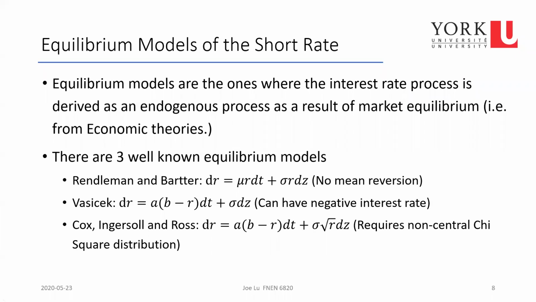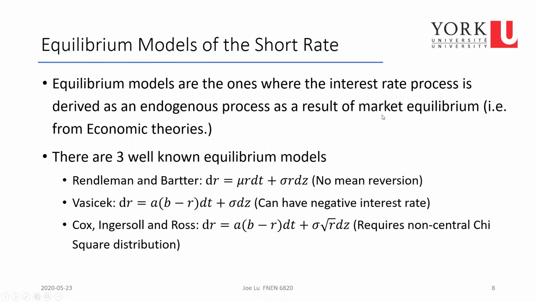There are two main types of short rate models. One is called the equilibrium models, and the other type is called the no arbitrage models. Now, the equilibrium models are usually derived out of economic theories. So they are the endogenous process as a result of market equilibrium.